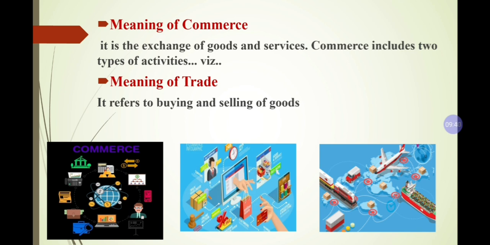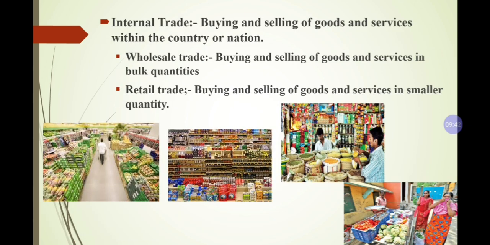So where it is buying and selling of goods is called trade. In trade we have internal trade and external trade. Under internal trade we have wholesale trade. So what is wholesale trade? Which is within the country. So internal trade is where the buying and selling is within the country or nation, taking place only inside your country, in any state.